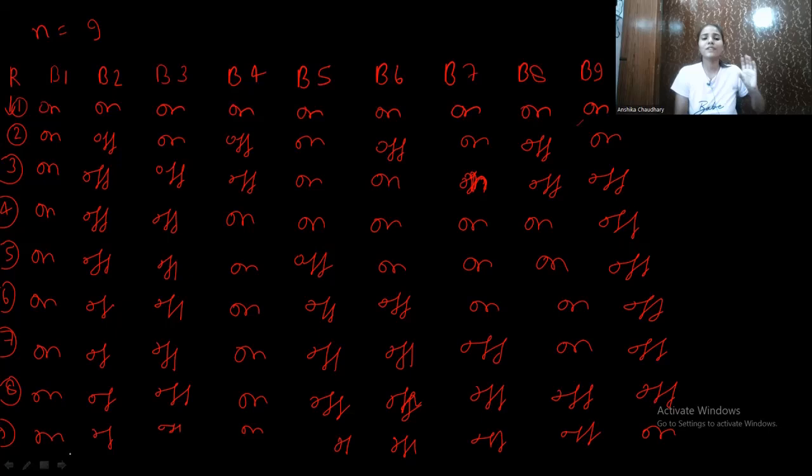So how many bulbs are on at the ninth round, or we can say at the last round? First bulb, then fourth bulb, then ninth bulb. Only these bulbs are on at the last round: first bulb, fourth bulb, and ninth bulb. Okay, so let's dry run this problem statement on a little larger test case.